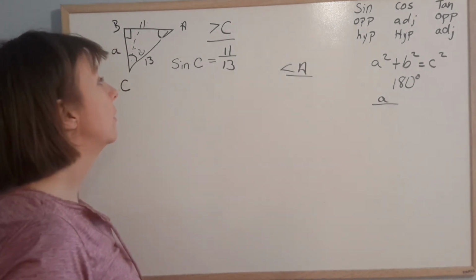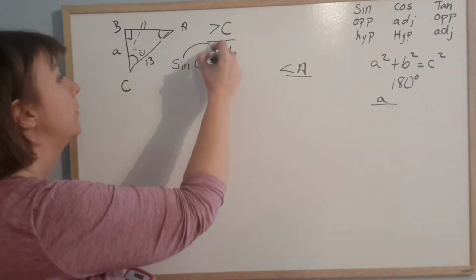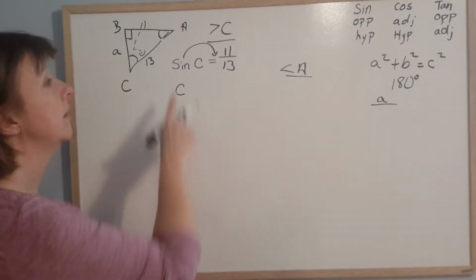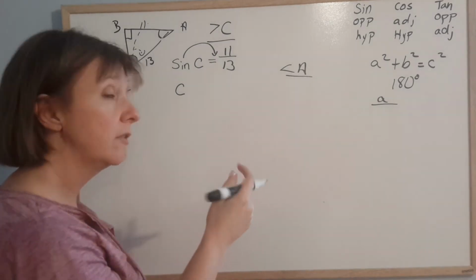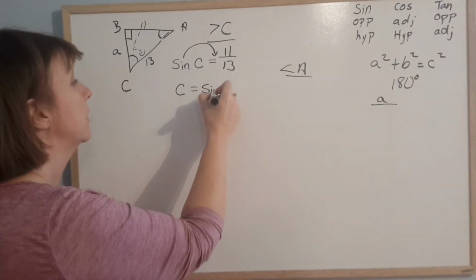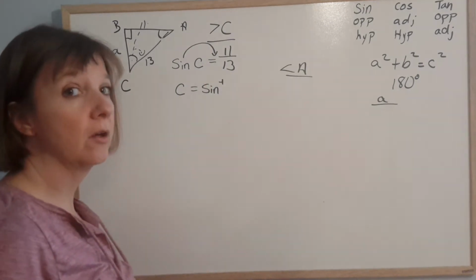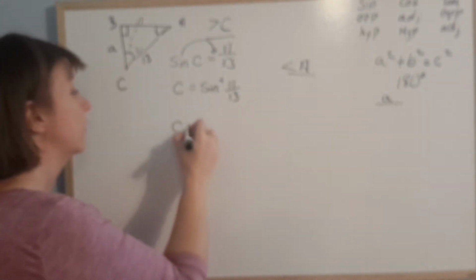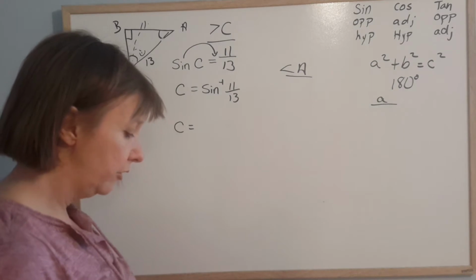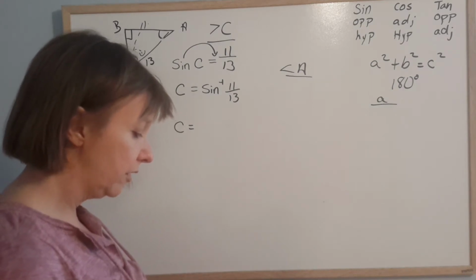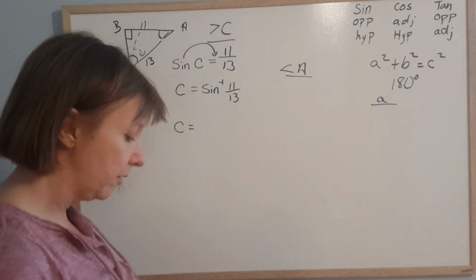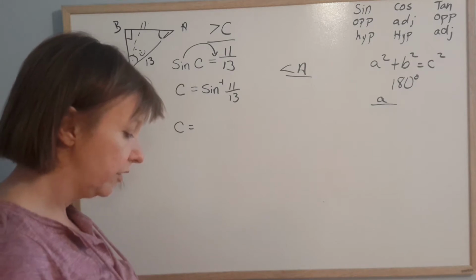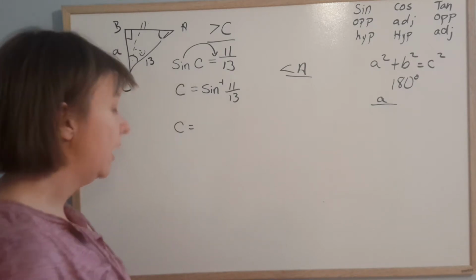Looking for my calculator. So now, if I move this sine over here, C stays on this side, but sine moves. If all you're moving is the trig function, that's when it becomes that sine with the -1 on it. So you're going to have to hit your second function button of 11 over 13. And so if I do shift sine of 11 over 13, I get 58 degrees.